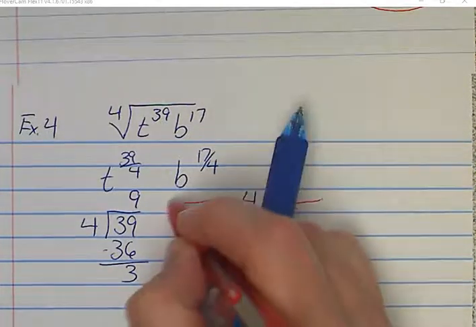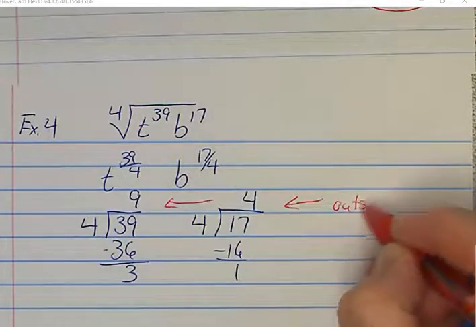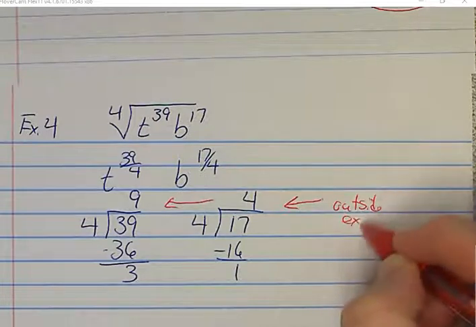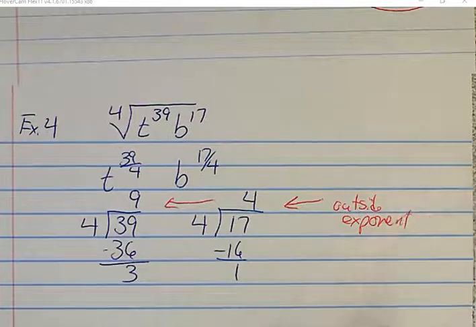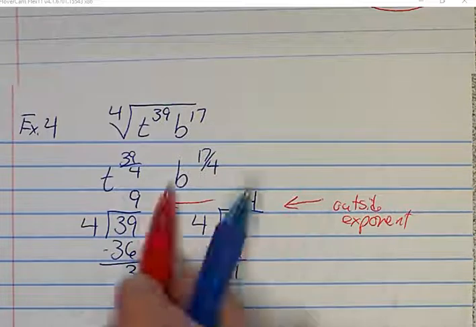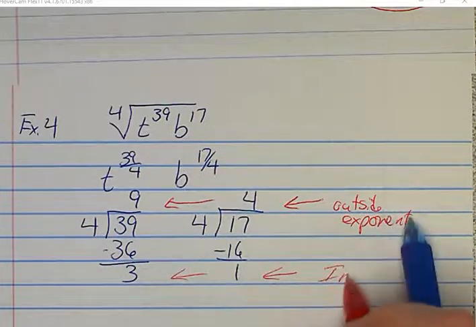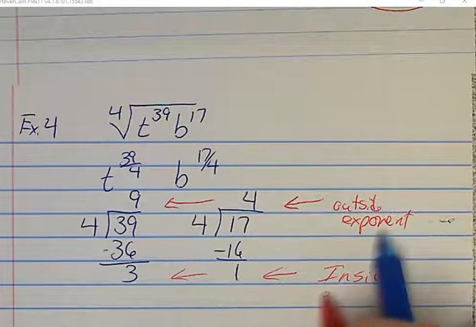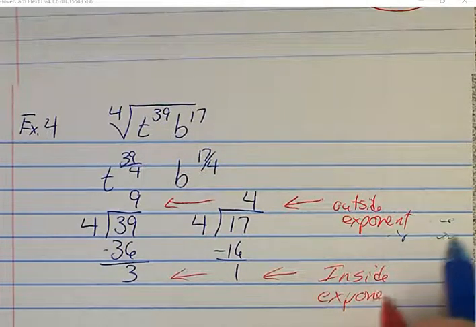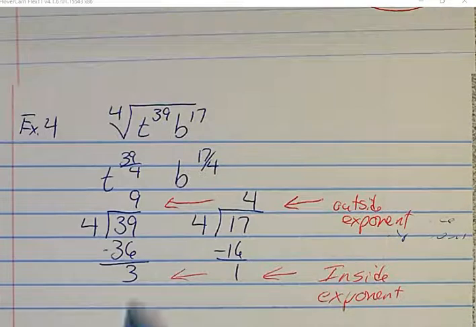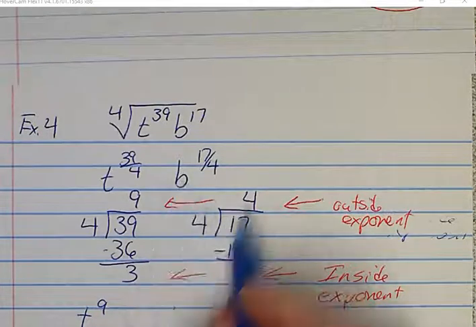So on the outside, we're going to have 9 t's and 4 b's. And then on the inside, we're going to have 3 t's and 1 b. So for this one, again, we're going to go t to the 9th on the outside, b to the 4th.